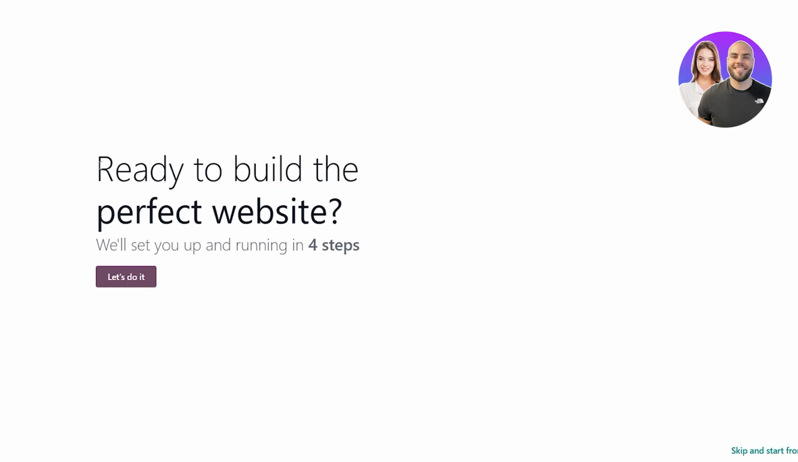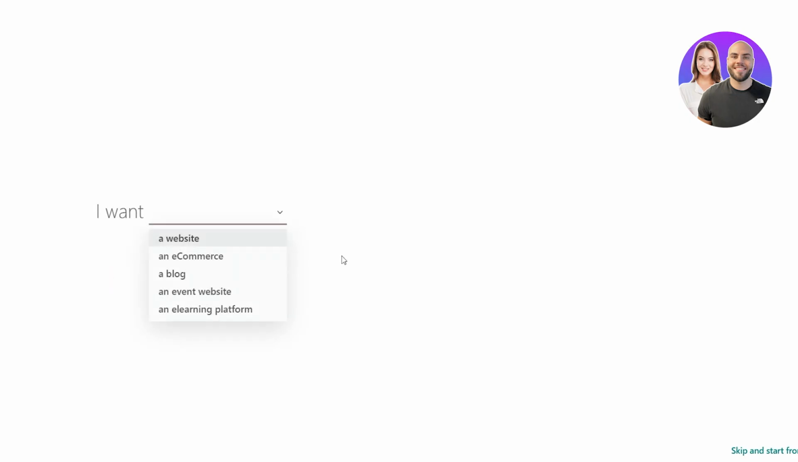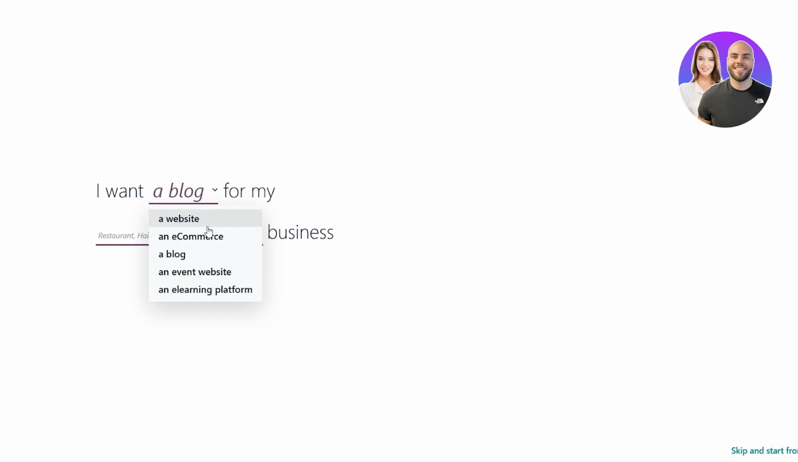Since I chose website, I'm going to go ahead and build a website for myself. So we should be good to go. Then we'll simply click on the let's do it button over here, and create a website. Now I want an e-commerce website, a blog, an event, whatever, right? Here we can set up a store, or we could say I want a blog, and add that option over here. It totally depends on you, right?